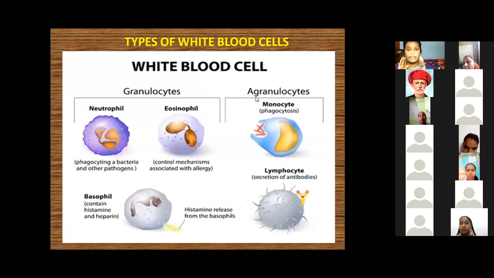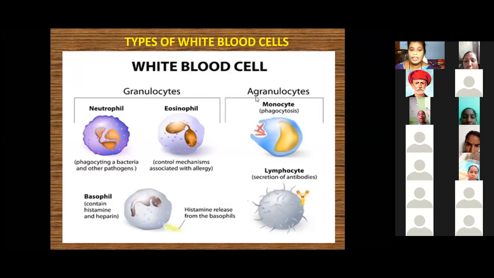The white blood cells are of two kinds, two types. What are they? Granulocytes and agranulocytes. White blood cells again have two types: granulocytes and agranulocytes.